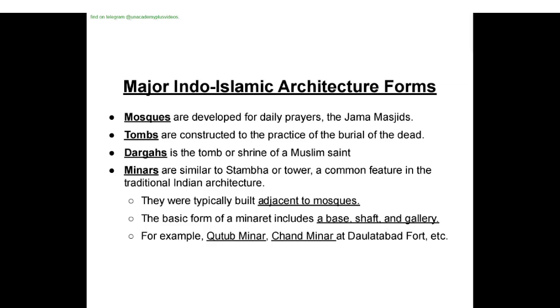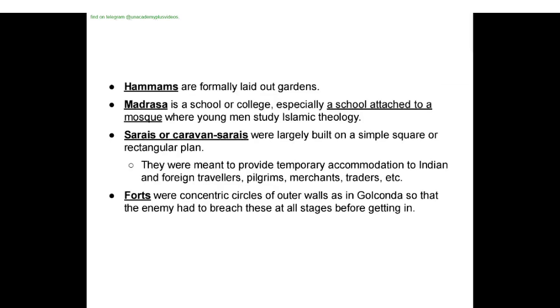Major Indo-Islamic architectural forms. Mosques were developed for daily prayers, for example the Jama Masjid. Tombs were constructed following the practice of burial of the dead. Dargah is the tomb or shrine of a Muslim saint. Minars are similar to the stambha or tower, a common feature in traditional Indian architecture. They were typically built adjacent to the mosques. The basic form of a minaret includes a base, shaft, and a gallery. For example, Qutub Minar, Chand Minar at Daulatabad Fort, etc.